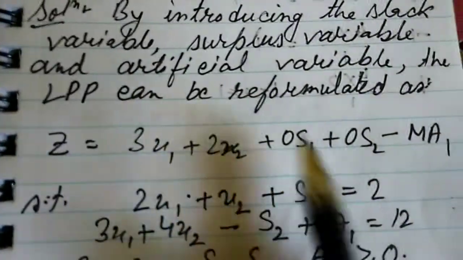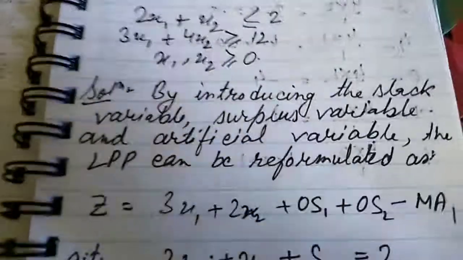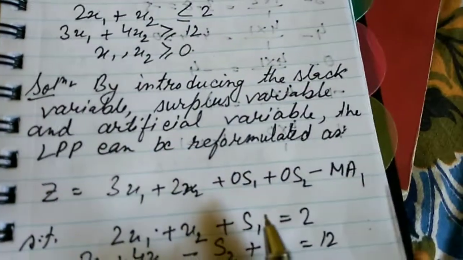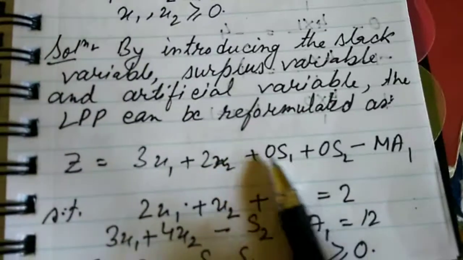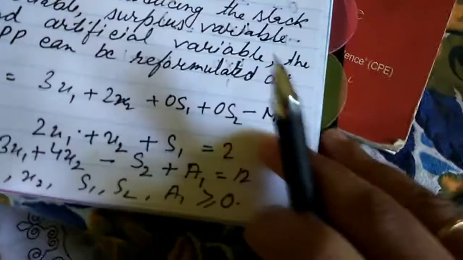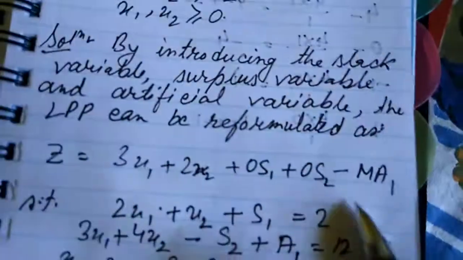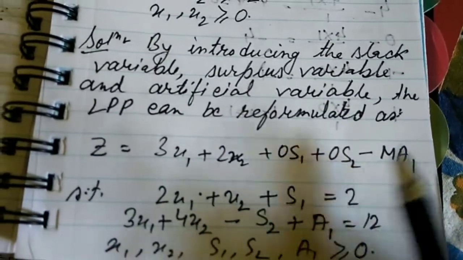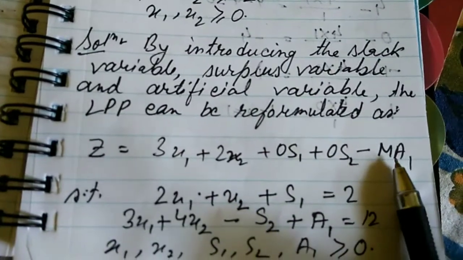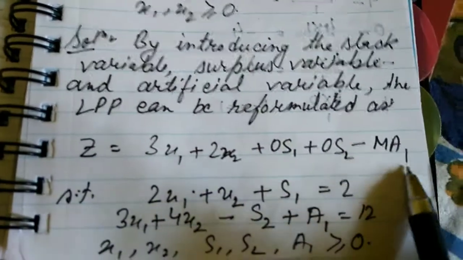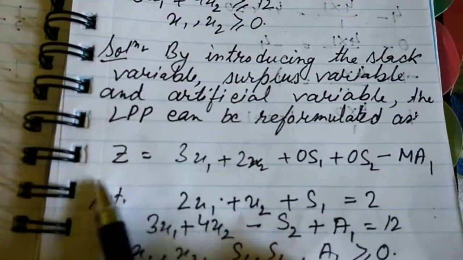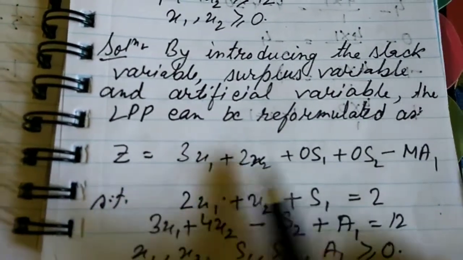And now we reformulate the objective function. So what will happen to the objective function? As usual, like the simplex method, we write 0s1 and 0s2, but with the artificial variable we put a big M and a minus sign. We deduct this artificial variable by multiplying it with a big M value, so that when we deduct the entire M a1, it does not hamper the original objective function. Okay. So what is our rule?